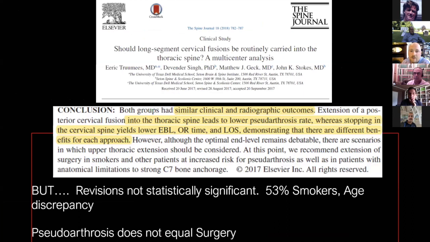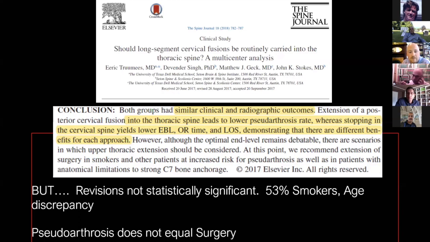I think this is another great study from a great group. And very involved in the topic. And when they looked at all of their outcomes, again, a group of close to 200 patients, they report similar clinical and radiographic outcomes. The only difference was that pseudoarthrosis rate that I talked about and the EBL, OR time, length of stay, et cetera, which again go back to the clinicals.